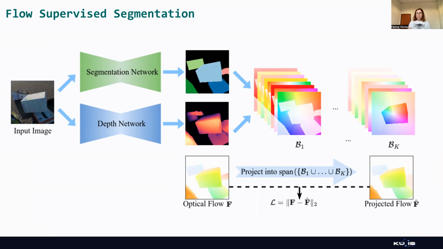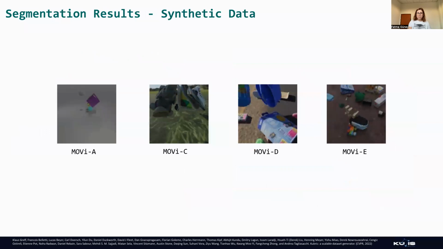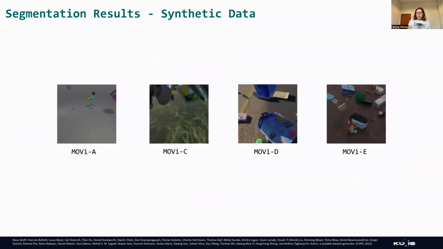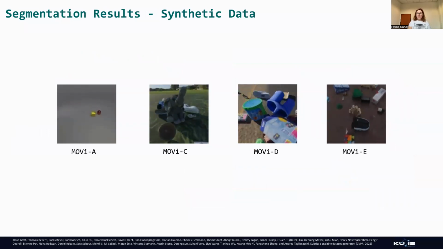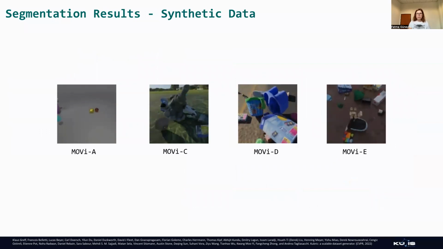At inference time, we do not need flow. We can predict depth and segmentation from a single image. Therefore, our method is applicable to static datasets as well. We evaluated first on synthetic movie datasets. Movie datasets are commonly used for evaluating unsupervised object discovery methods.